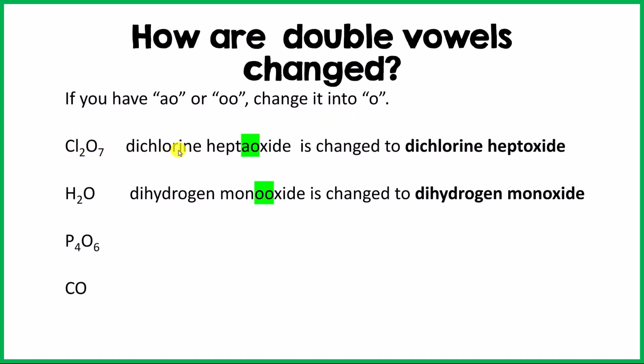Dichlorine heptaoxide. That's our AO combination. We're going to change it to just dichlorine heptoxide, which is a little bit easier to say. Another one here, H2O, which you generally know as water, but it does have a scientific name. Dihydrogen monoxide. The double O is changed to dihydrogen monoxide. So try these last 2, pause the video, and then come back and check them.